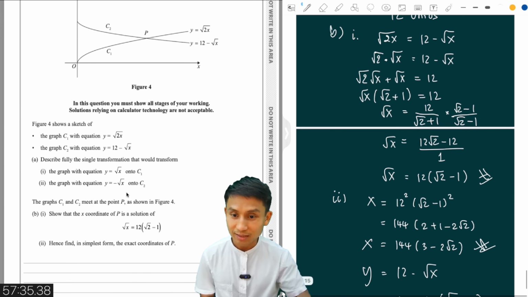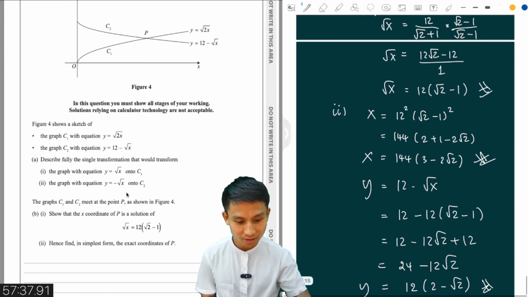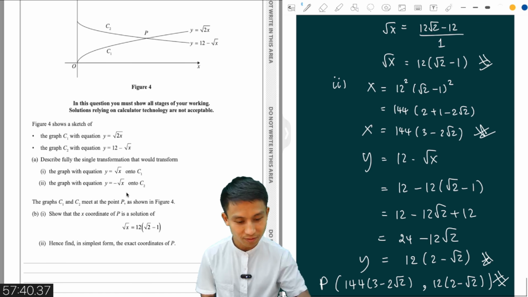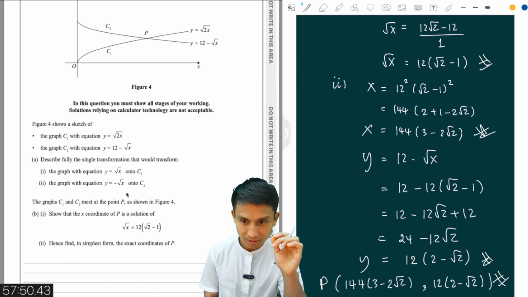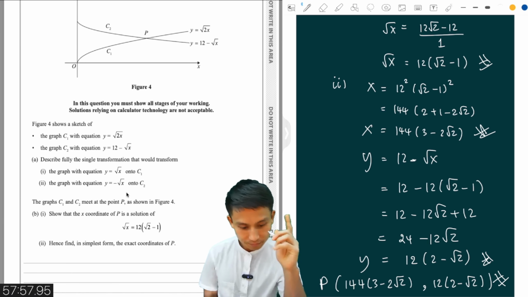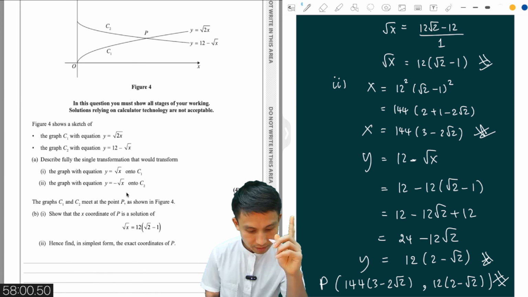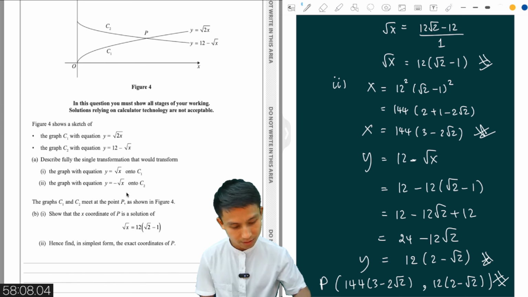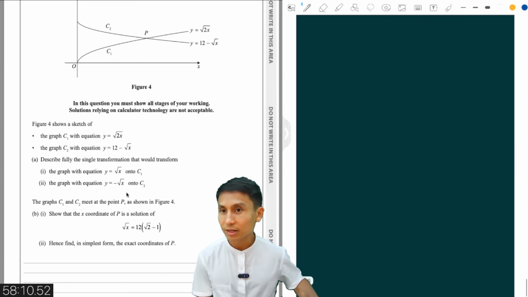Yeah, we can check from the x there because the x should be the same. So x squared is just 144 times 2 plus 1 minus 2 root 2, so 3 minus 2 root 2. So that should be fine for the x. And then I use the root x there and using the C2 function, 12 minus root x. So that is minus 12 root 2 plus 12. Yeah, I think I'm happy with that.